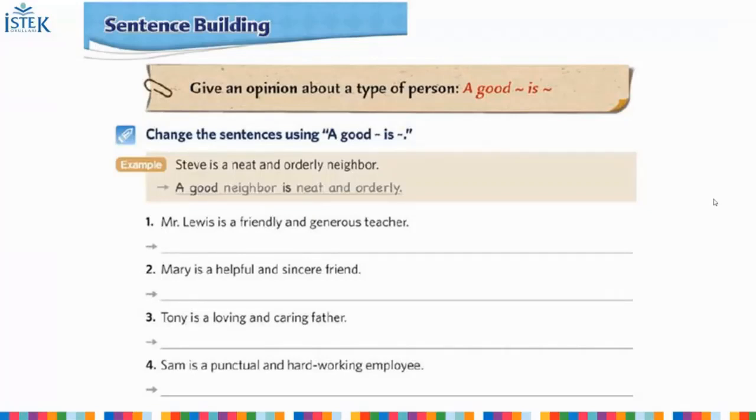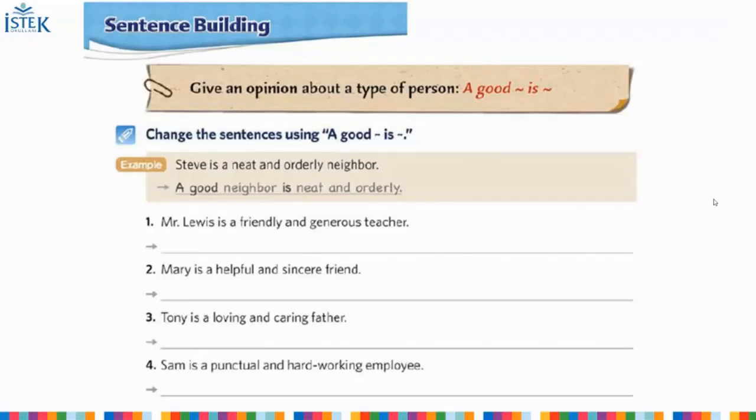Okay, I'm going to use a good at the beginning of the sentence. Neighbor is my noun. A good neighbor is. Now, what adjectives am I supposed to use here? Neat and orderly. So a good neighbor is neat and orderly. I'm giving an opinion about a type of person, a good neighbor.